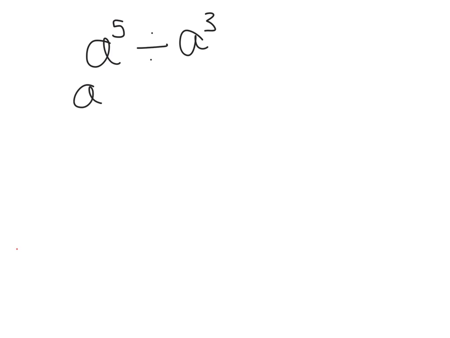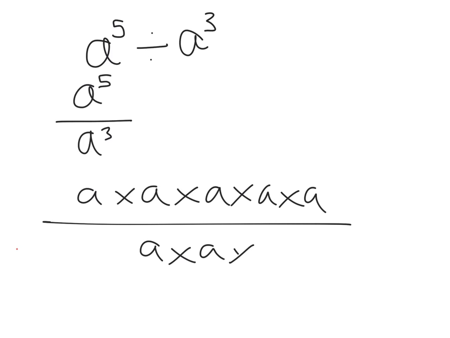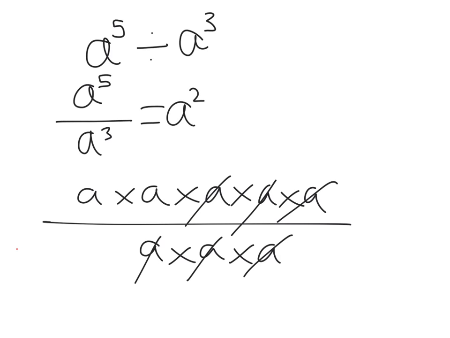So again, I could write it in this form if I wanted, which is a multiplied by a multiplied by a multiplied by a multiplied by a. And again, I can cancel, left with just a times a, which is a squared, which again is 5 subtract 3. This rule seems to work then.